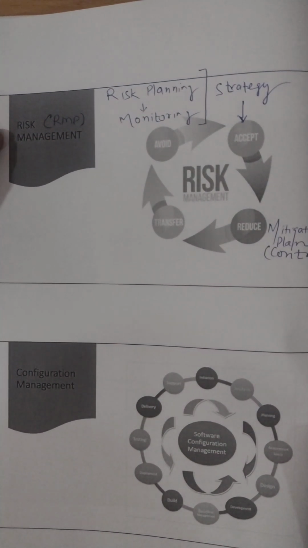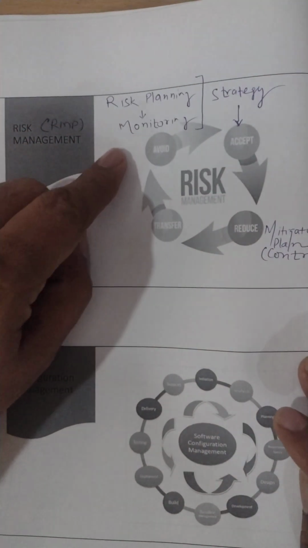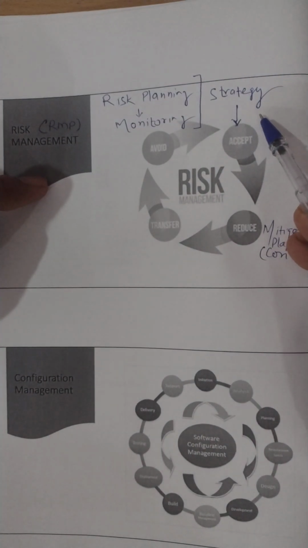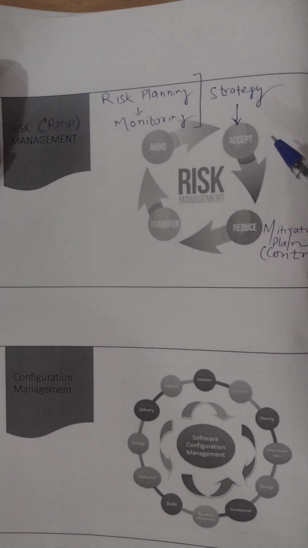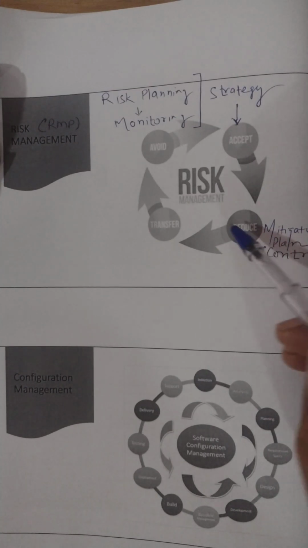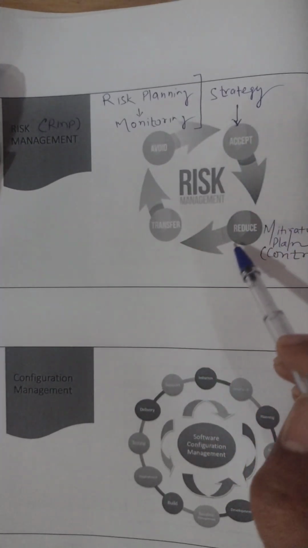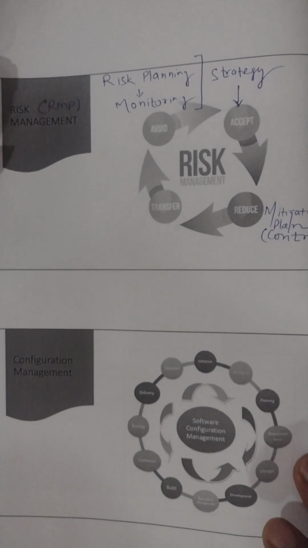Then we have the risk management plan, where risk planning is done, risk monitoring and various strategies of risk management are followed. We have risk acceptance, and risk reduction through a mitigation plan, where we try to control it. Then we have the strategy to transfer the risk and avoid the risk. So these are the various strategies for risk management.